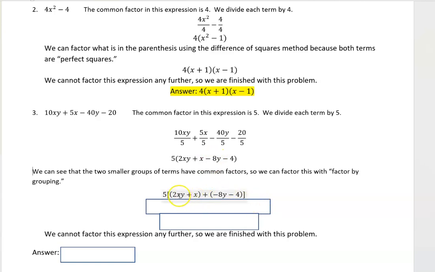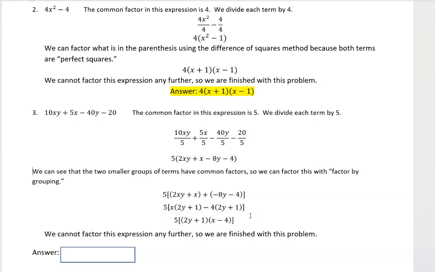Now I can see that this first part has a common factor of x, and the second one has a common factor of -4. I always want to get rid of a negative in the lead spot if I have one. So if I take the x out of here, dividing like I did above, I have 2y plus 1 left. Remember, x over x is going to be 1. And over here, if I take out -4, I'm dividing this term by -4 and -4 by -4, which gives me plus 1. And now I can see that 2y plus 1 are common factors.